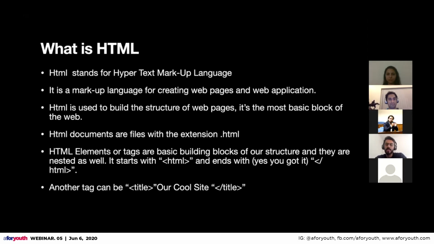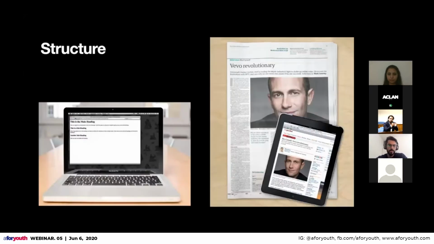And then HTML is based upon tags, which we call HTML elements as well. They are the basic building blocks of our structure. The first HTML tag starts with html, and it has these arrows around it. Another tag can be title. Let's go to the next slide and see what the structure looks like.